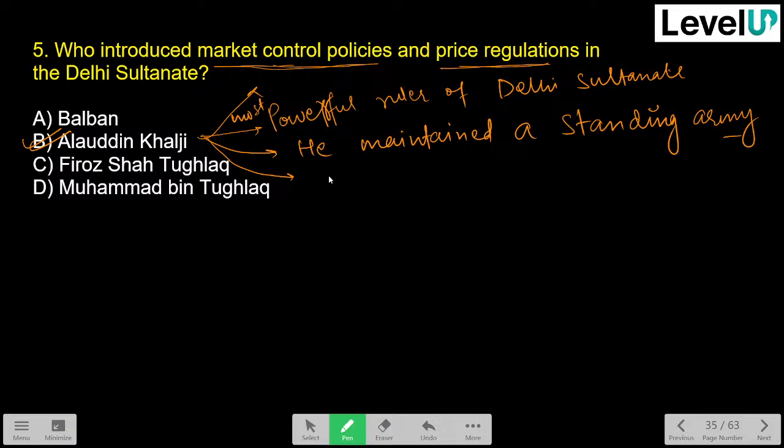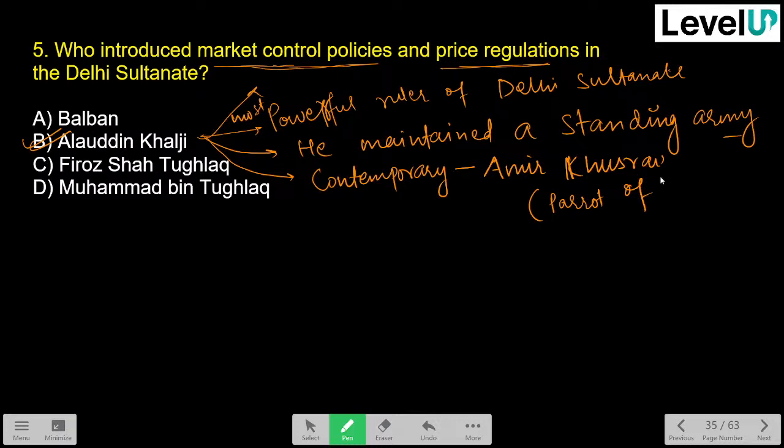Amir Khusro was a contemporary, who is known as the Parrot of India. He was known as Parrot of India. So you can be asked who is known as the Parrot of India? It is Amir Khusro.